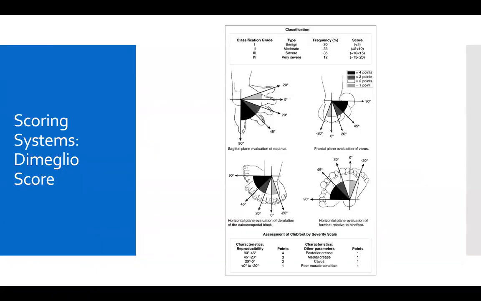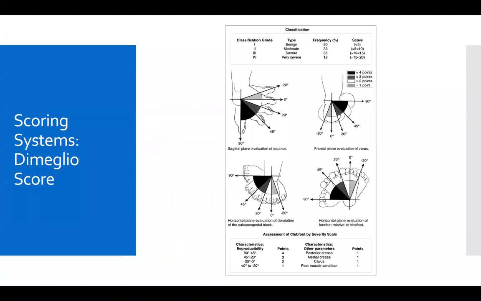The second system that I'm going to be reviewing is the Dimeglio score. This is another classification system that uses a 20-point scoring system, by assessing the residual deformity after we apply a gentle corrective maneuver. The severity of the deformity is then graded on a scale of 1 through 4. So grade 1 is typically our benign clubfoot deformity, which is about 5 or less on the total score. Moderate clubfoot deformity is going to be 6 to 10. Severe clubfoot deformity is 11 to 15, and then we have a very severe clubfoot deformity, which is 16 to 20.